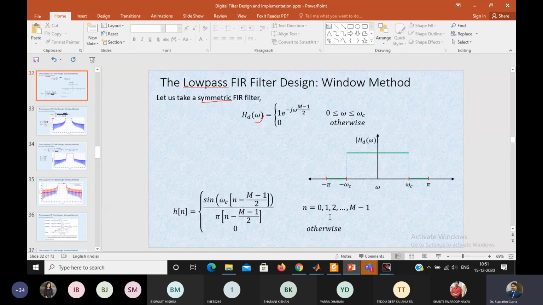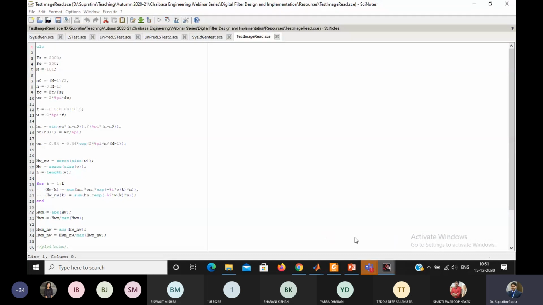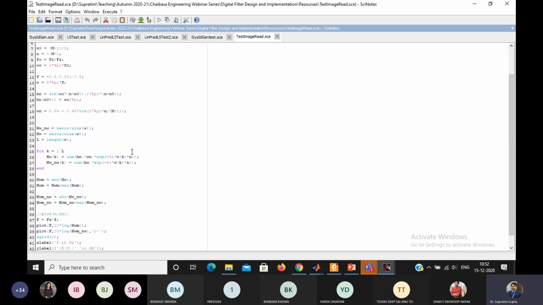Once we get this, we can utilize this expression to find the h(n) itself. So h(n) can be generated from this. Then the window function is defined. This is for comparison of the rectangular window and the Hamming window, because of that I have used these two different variables.